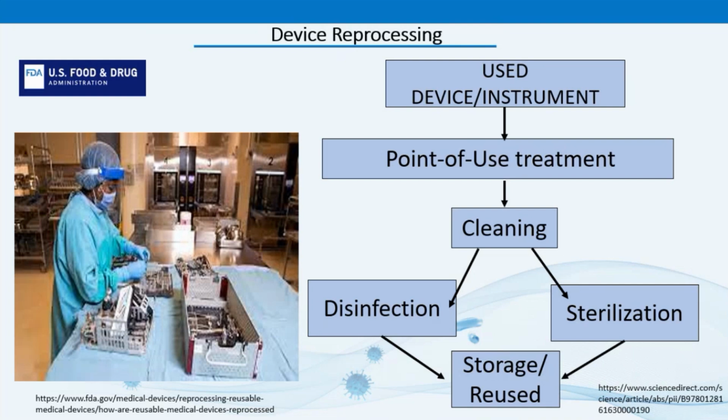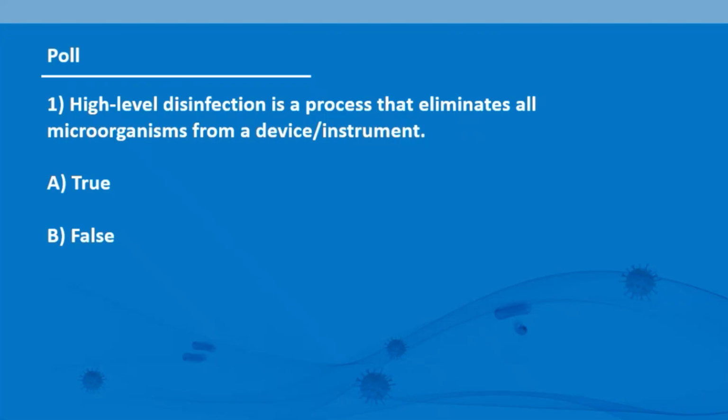The second step is the transfer of that device to the reprocessing work area where it's thoroughly cleaned. And the third step is the device is either disinfected or sterilized, depending on the intended use of the device and what it's made of. Then it's either stored or it's routed back into use. Now, if the instructions for reprocessing are completely and correctly followed, reprocessing results in a device that can be safely used in more than one patient. Our focus today is on high-level disinfection.